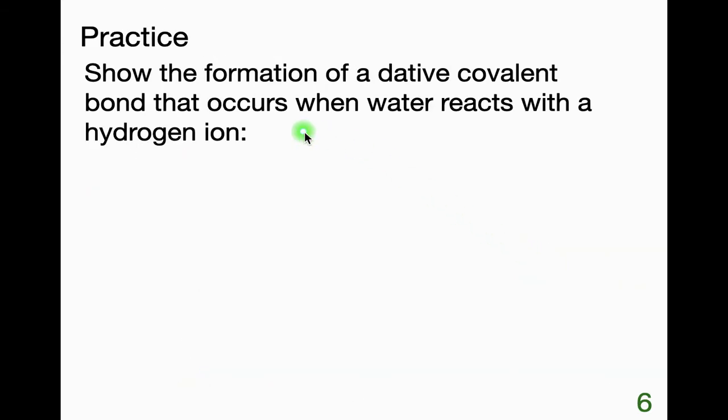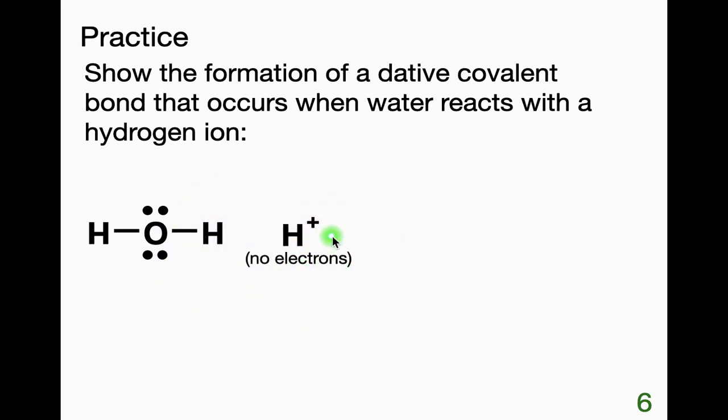Practice. Show the formation of a dative covalent bond that occurs when water reacts with a hydrogen ion. Now remember, a hydrogen ion has no electrons. A hydrogen atom just has an electron and a proton. Remove that one electron and we have just a proton. And in fact, a hydrogen ion is referred to as a proton for a good reason.